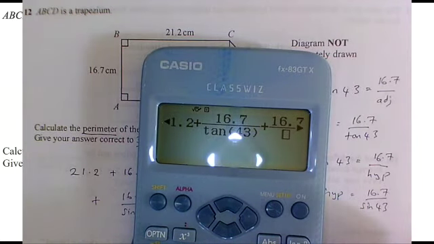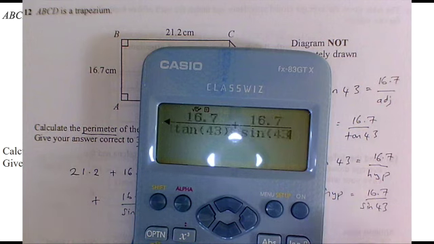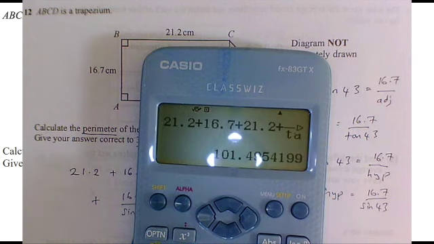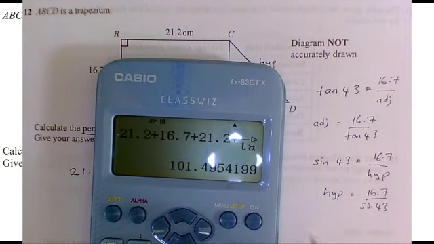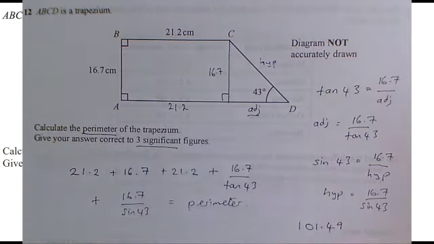Okay, and press equals. Of course, that's the final number. That's what I'm going to round to, 3 sig figs. So the first 3 figures are 101, and the next one after it is a 4, so it's not going to round up. So I think the answer is 101 centimetres, and that's what I need to write for the examiner.